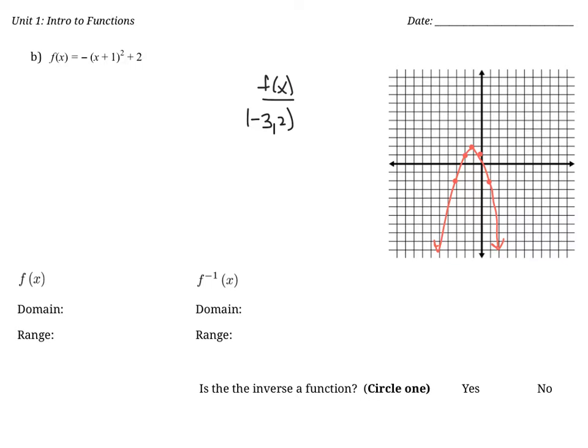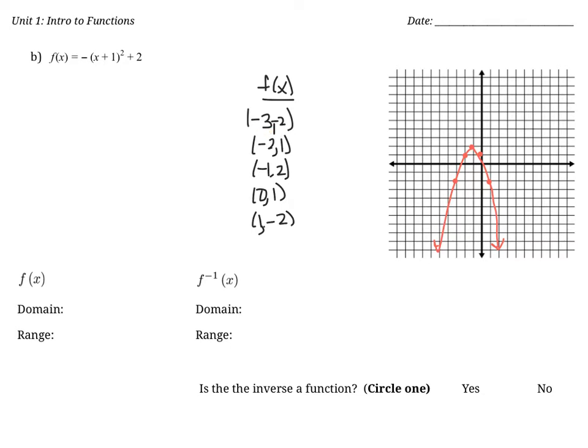Then our next point is negative 2 and 1. And then our next point is negative 1 and 2. And then we have 0 and 1. And 1 and negative 2. And I just realized this should have a negative up there.